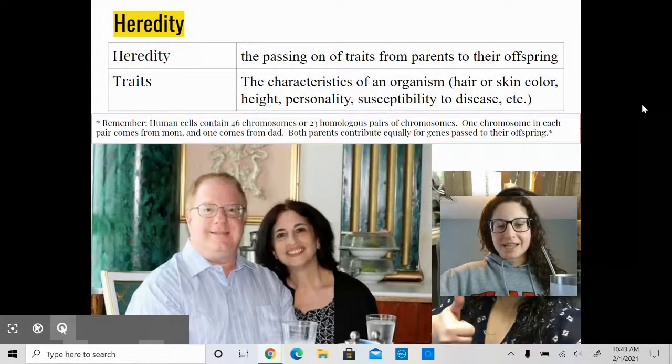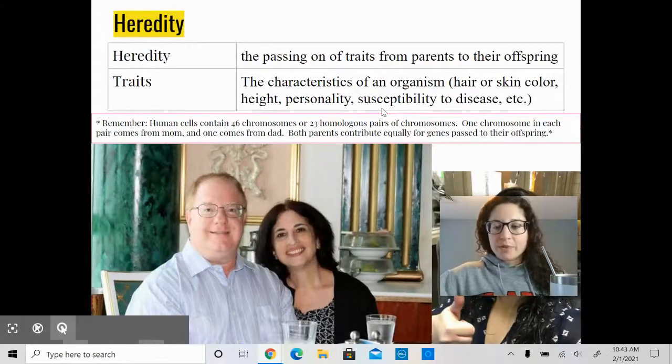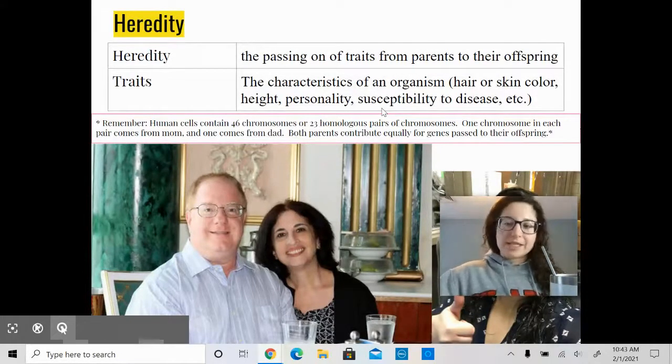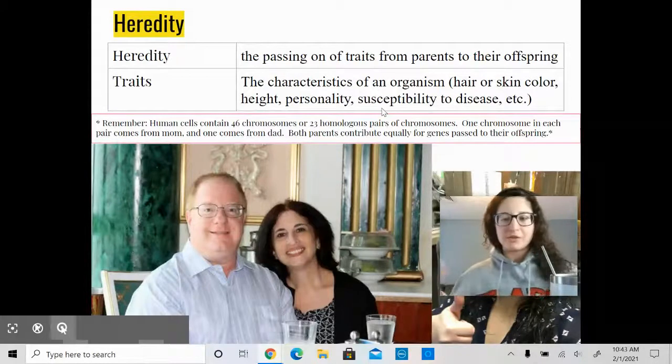But it's this idea that you can get these traits from your parents, and it's genetically, not just environmental or behavioral. And when I'm talking about traits, I'm talking about the characteristics of an organism. And so, like it says here, hair or skin color, your height, some of your personality traits, whether or not you're susceptible to certain diseases. So like the probability of you eventually developing cancer one day, that's a genetic heritable trait.